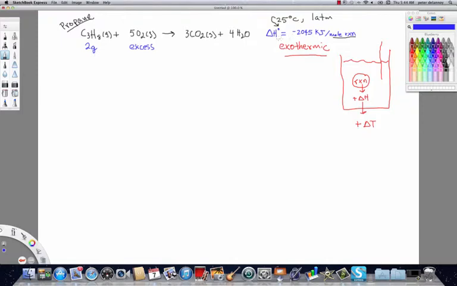Because this number right here is telling us how much energy is released when the balanced equation operates, which means that is the amount of energy released when we burn exactly 1 mole of propane, and 2 grams is not 1 mole. So let's see what happens here. We have 2 grams of propane.